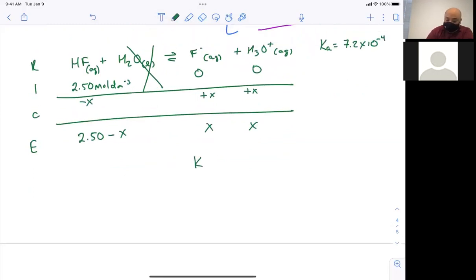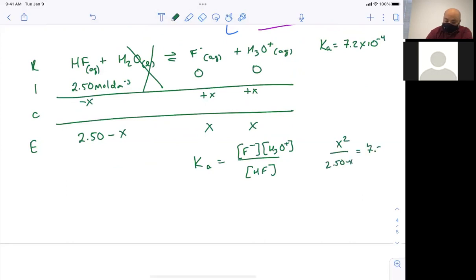Well, our K, which is also Ka for acid base, is products over reactants. So this is X squared over 2.5 minus X is equal to 7.2 times 10 to the negative 4.